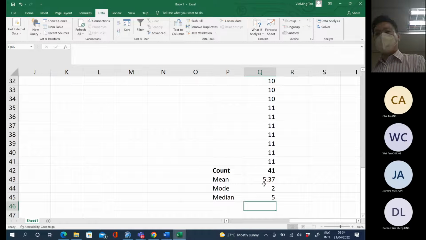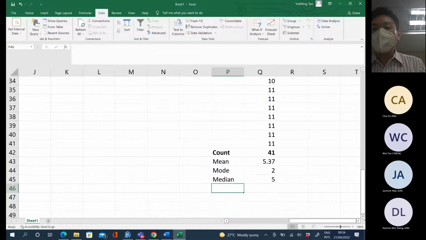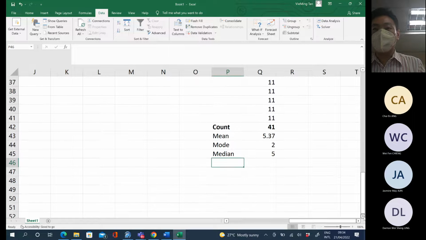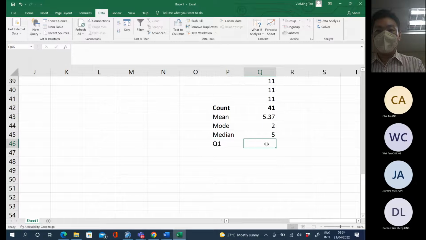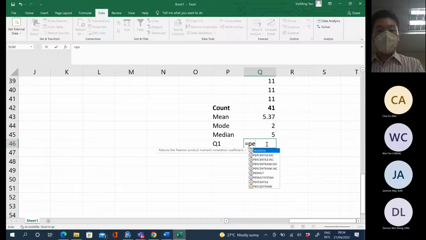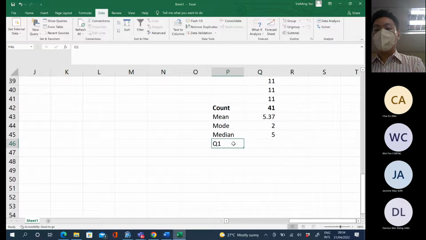Okay, so far so good. Next, I'm not going to show you the shortcut for Q1 and Q3, because the problem is that in Excel, there are 2 types of ways to calculate the Q1. You can use the percentile. If you type percentile, you may find that we have this exclude and include. There are 2 ways, so I'm not going to show you. I'd like you to just use the manual method to calculate the Q1 and Q3, instead of using Excel.